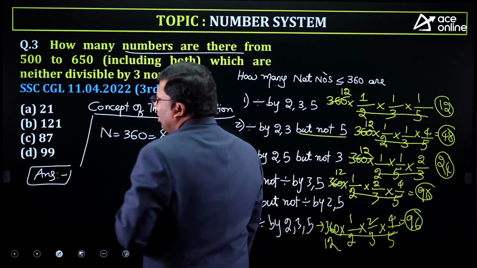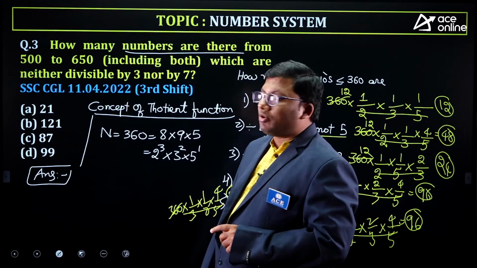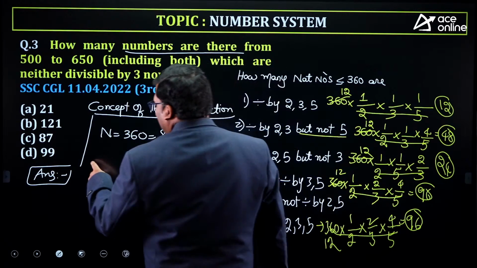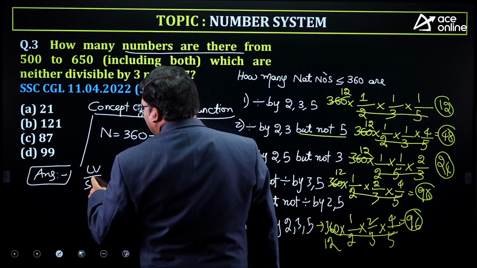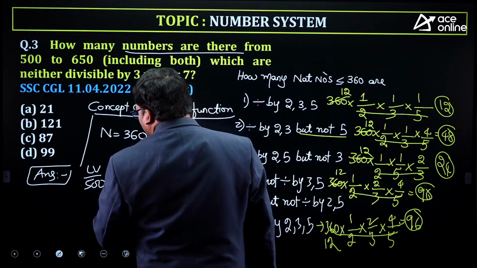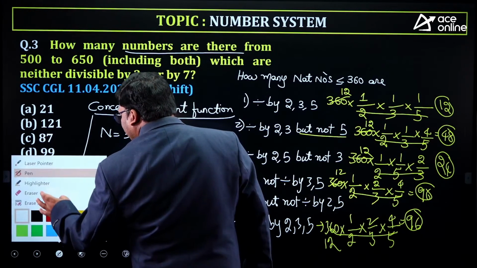Answer for this question: 21, 121, 87, 99. First of all, read the question. How many numbers are there from 500 to 650? Lowest value is 500. Highest value is 650.